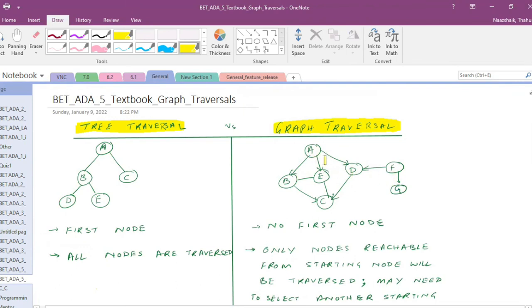If you see, it is very unstructured. A tree is very perfectly structured, whereas a graph, you can have so many ways of drawing it. It's unstructured, right? First, that's one difference.